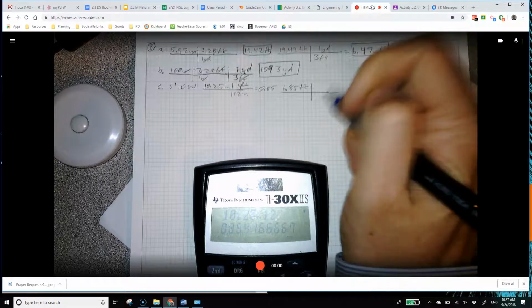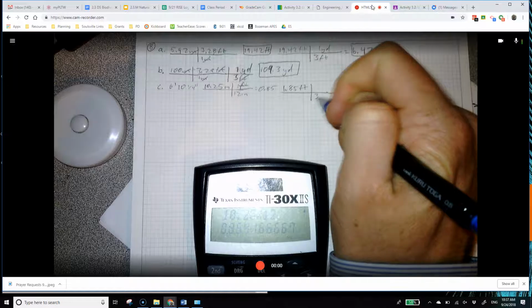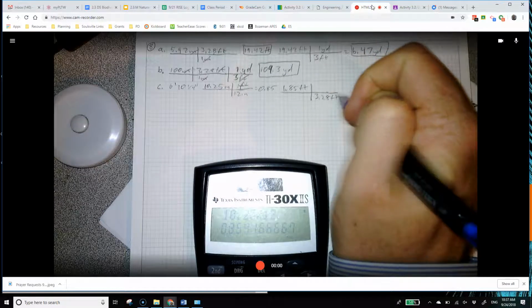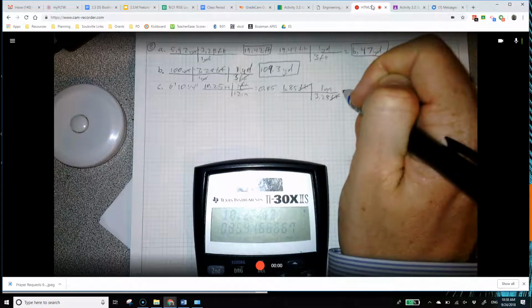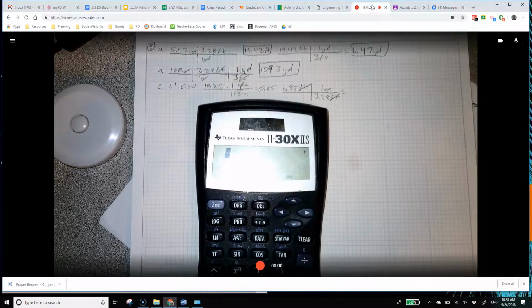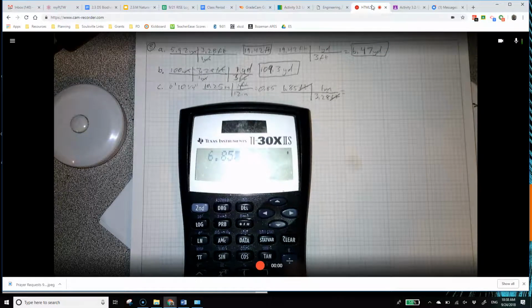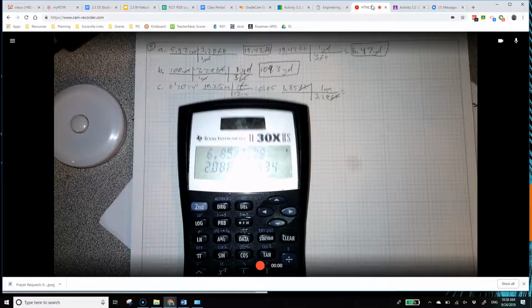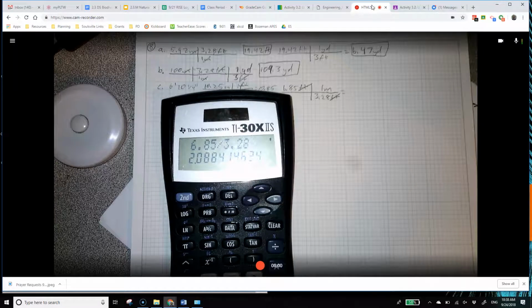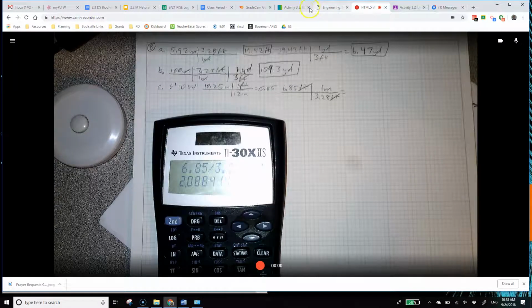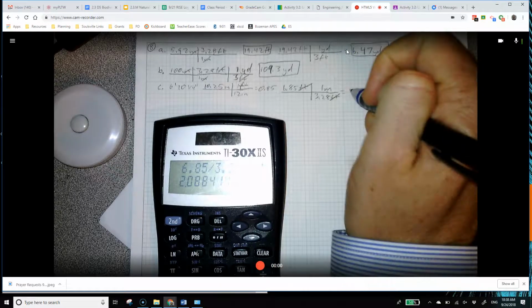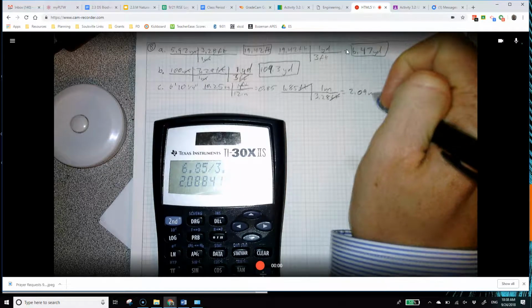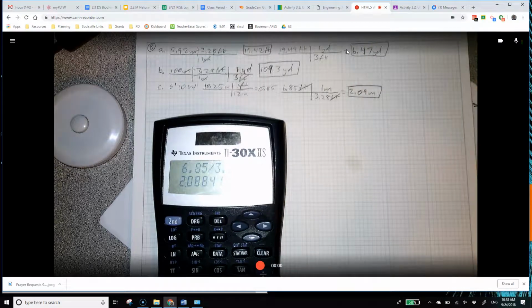Now we want to convert again to meters, and so we say 3.28 feet is 1 meter, and then I just say 6.85 divided by 3.28 equals 2.088. And it asked me for the answer in hundredths. Yes, nearest hundredths of a meter. And so that's going to be 2.09 meters. That's my answer for C.